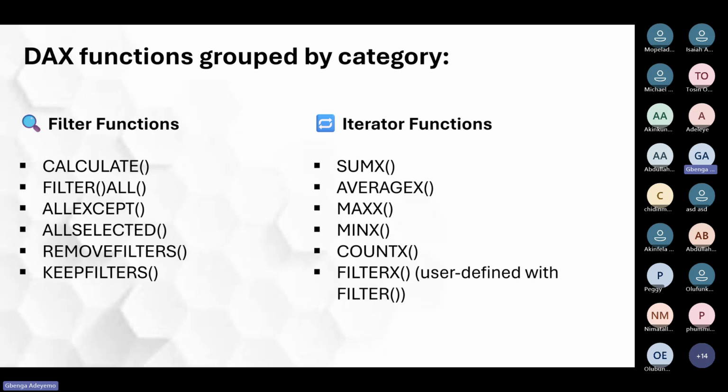We have iterator functions. I love this one, very interesting. It saves you time, it saves you energy. You have your SUMX, your AVERAGEX, your MAXX, MINX. We are going to see all of these things by the time we start using RELATED and RELATEDTABLE, and all of those things. You will see how the iterator function works by the time we get to talk about row context, right?